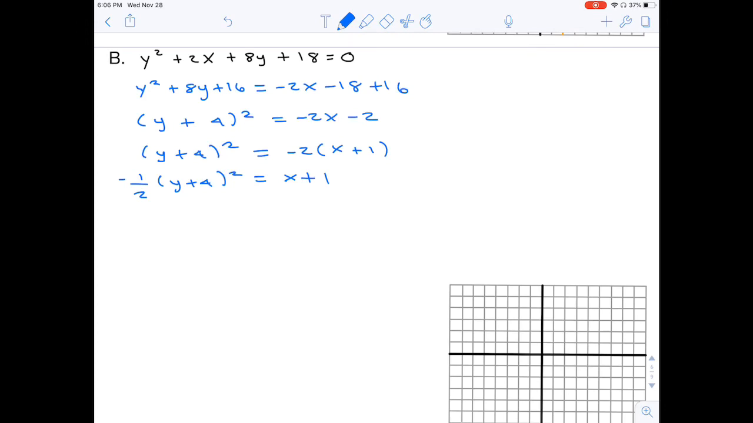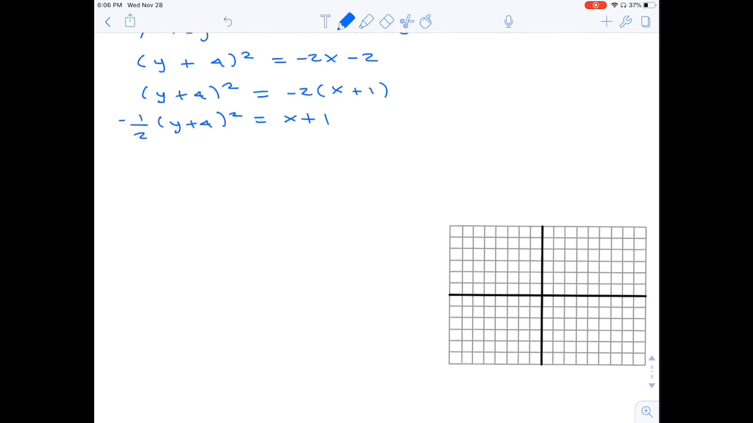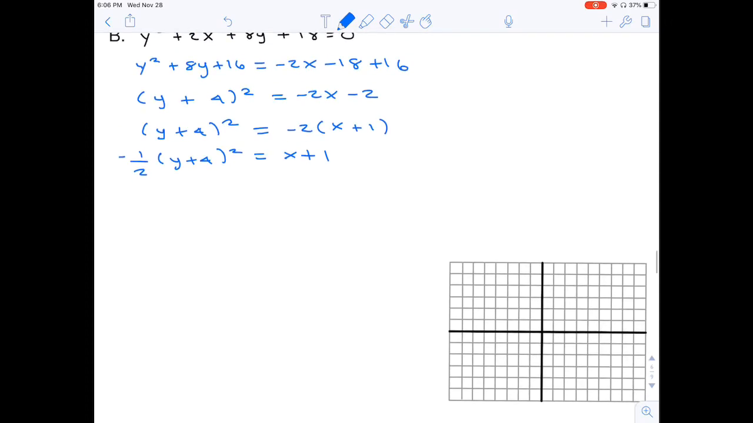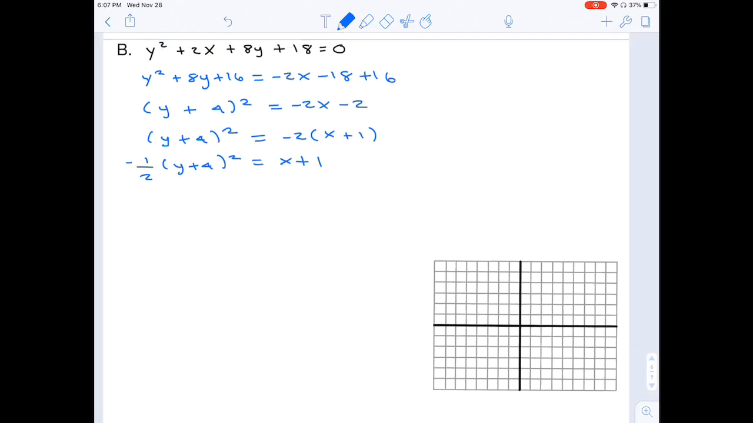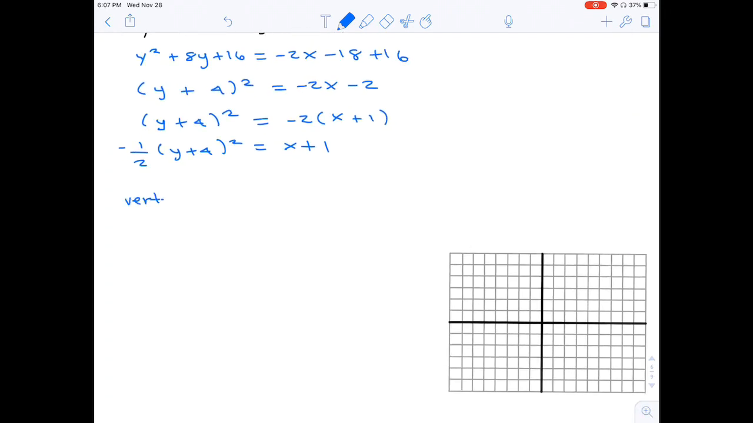So that is our standard form. At this point, go and graph your function. In order to graph this, I need to know what my vertex is and I need to know what my focus is. So my vertex, be careful. Remember, our vertex is (h, k). This is h, this is k. So negative 1, negative 4. That's our vertex. So let's go and plot that.